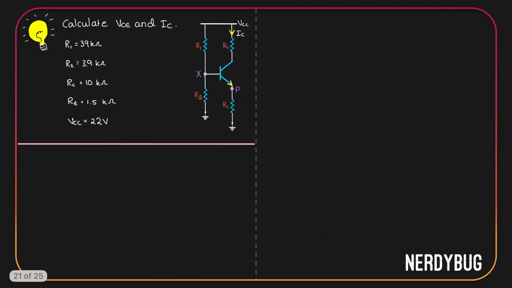Let us now solve a problem. We have to calculate VCE and IC. R1 is 39 kilo ohm, R2 is 3.9 kilo ohm, RC is 10 kilo ohm, RE is 1.5 kilo ohm, and VCC is 22 volt.